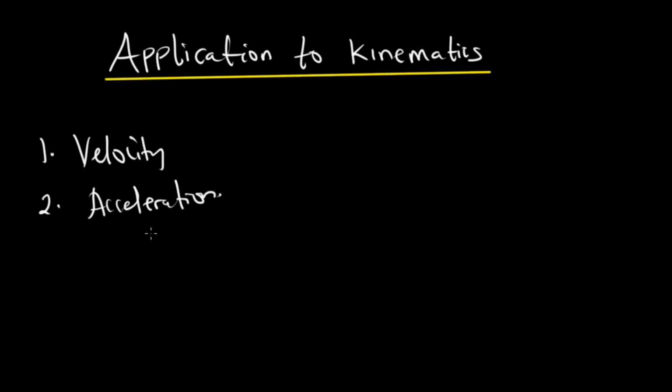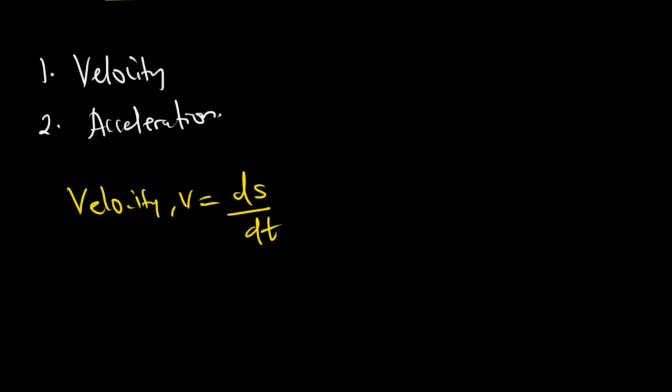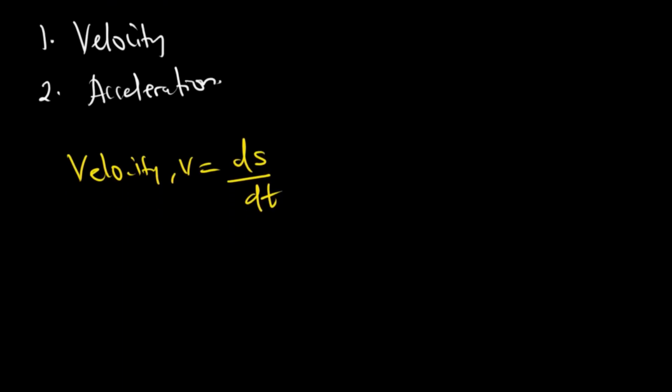From elementary physics, we define velocity as a time rate of change in distance. So we have the formula for velocity v to be equal to change in displacement over change in time. From this expression, we can see that velocity is a function of time, so it changes as the time changes. It's also shown in the definition that velocity is the time rate of change in distance.